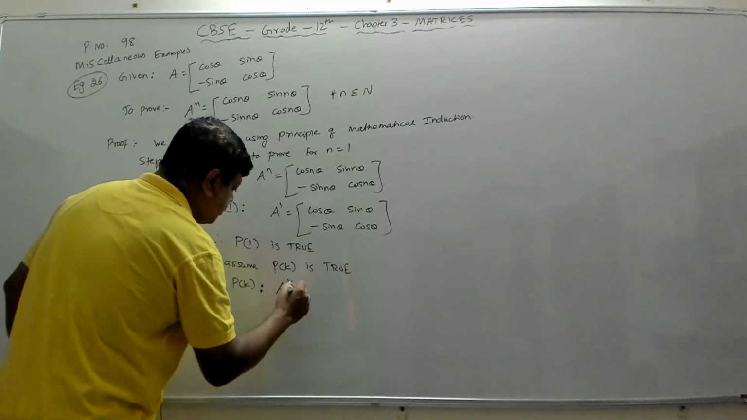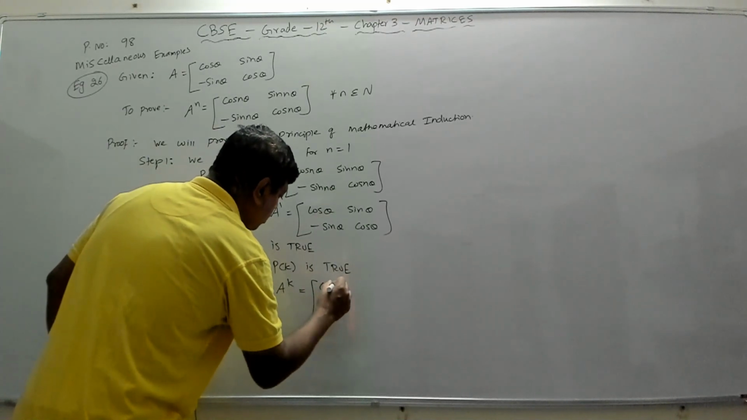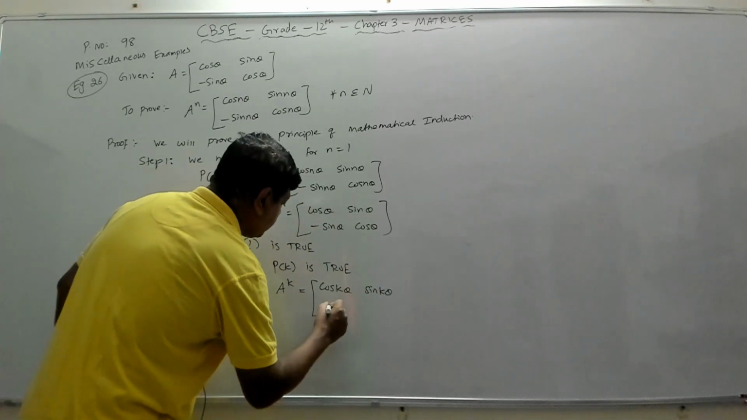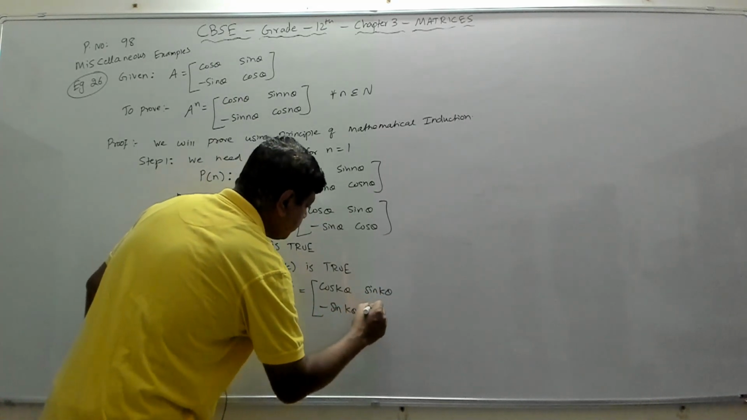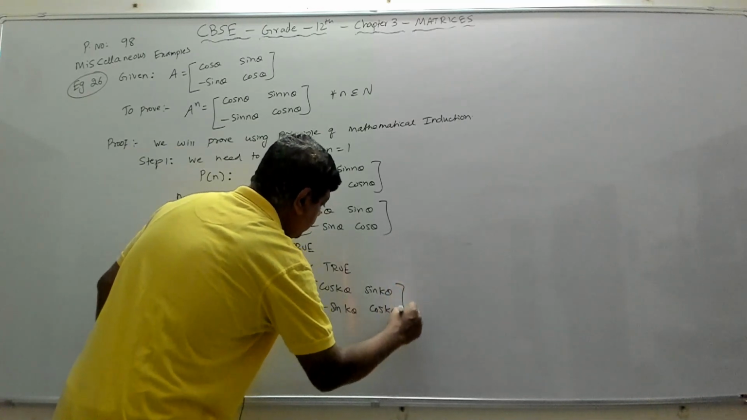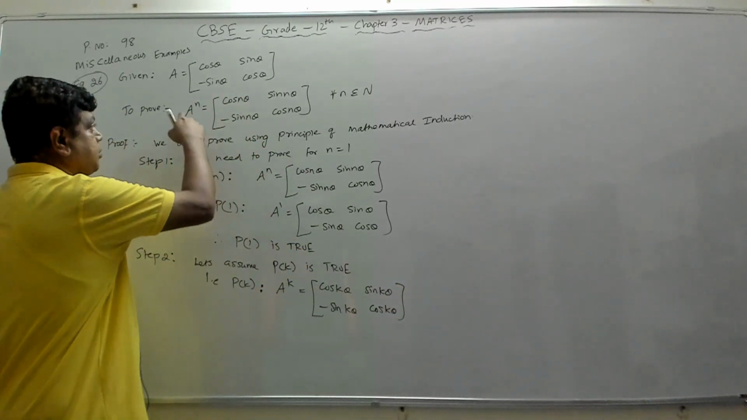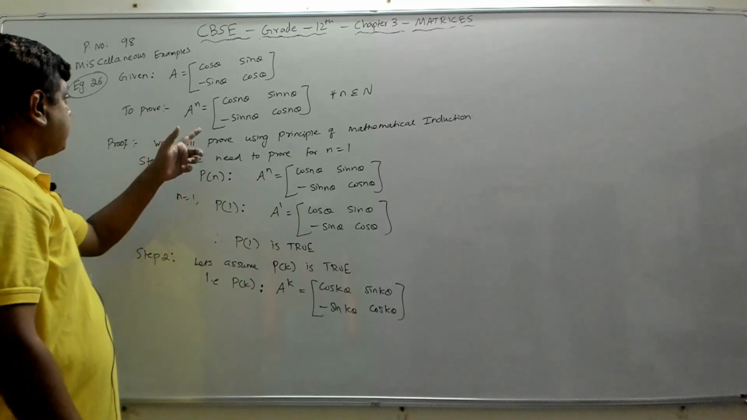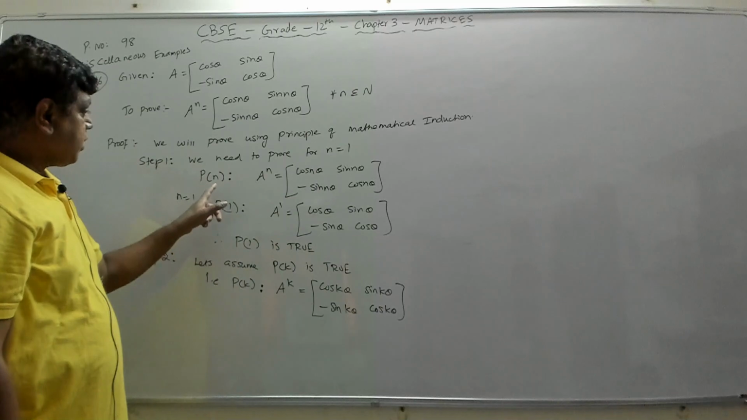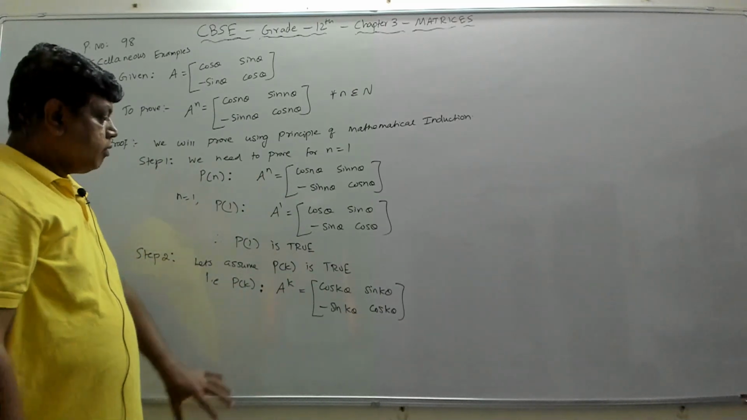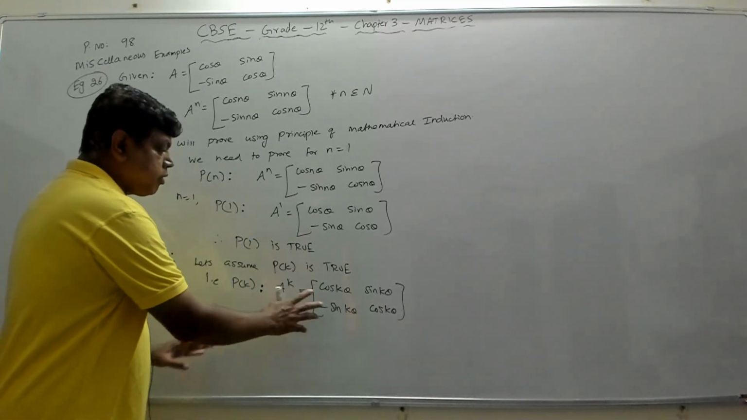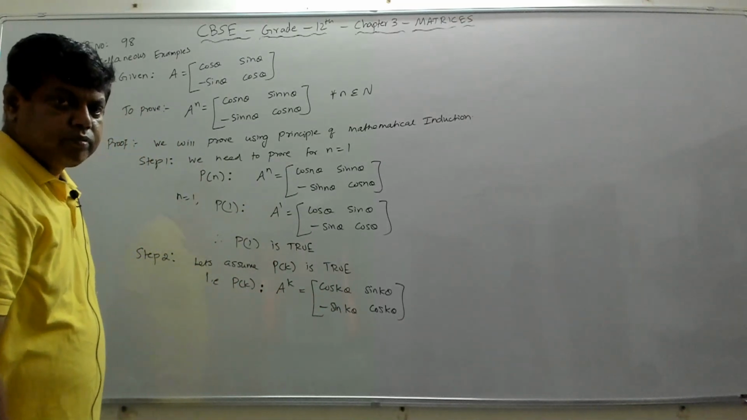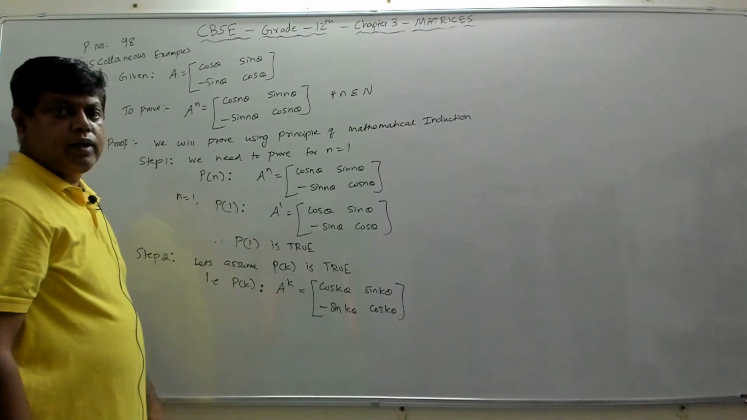P of k statement: A power k equal to [cos k theta, sin k theta; minus sin k theta, cos k theta]. So wherever n is there, I am putting k in this expression. That is your P of k. We are assuming that this is true, which means A power k is this. We need not prove this. We'll assume that this is true for n is equal to k.